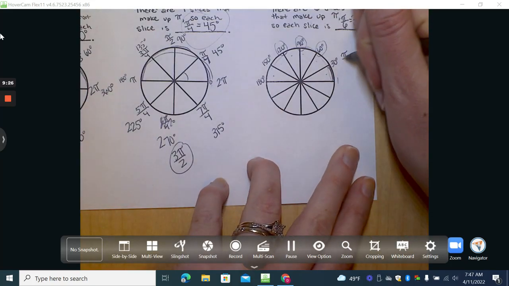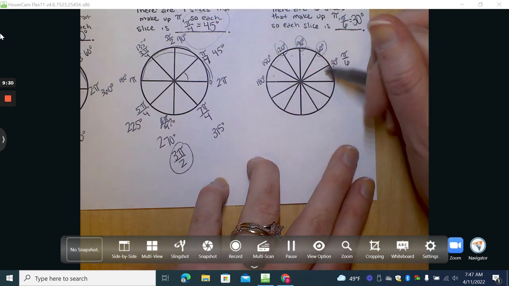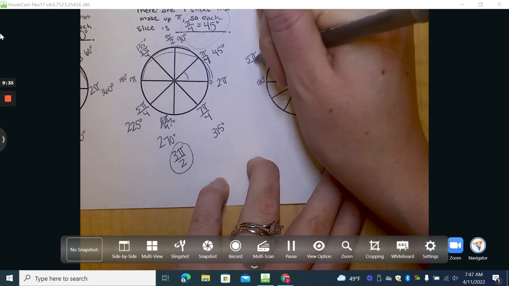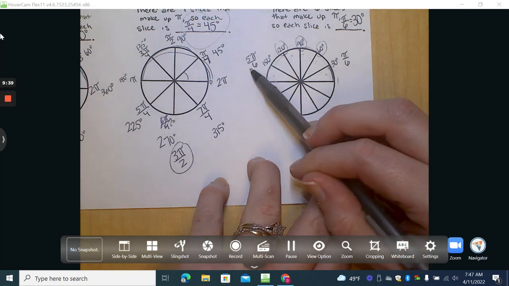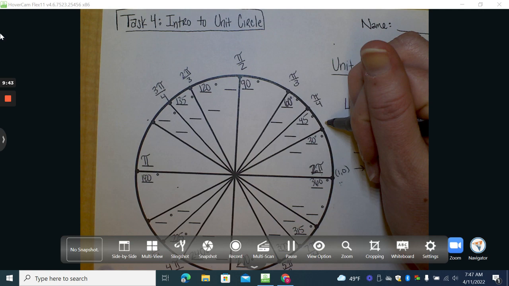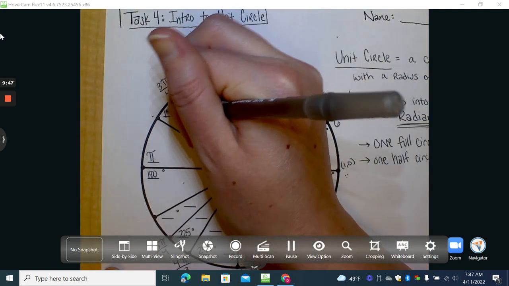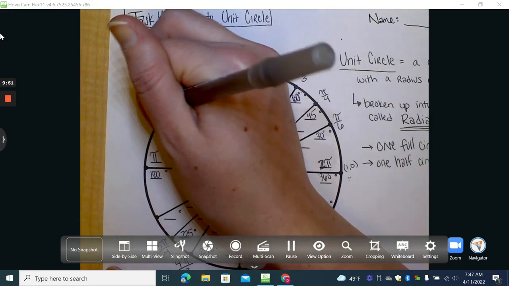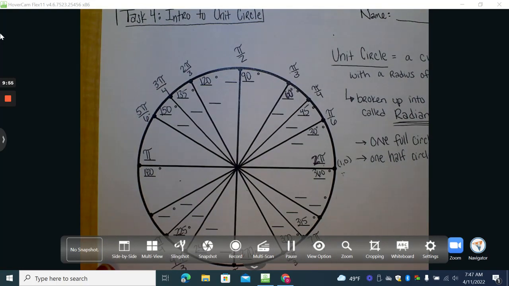30 degrees we're going to call pi over 6. And 150 degrees, that's 1, 2, 3, 4, 5. 5 pi over 6. So let's fill in those two spots up on our unit circle. So 30 degrees is pi over 6. And over here at 150 degrees, that is 5 pi over 6.